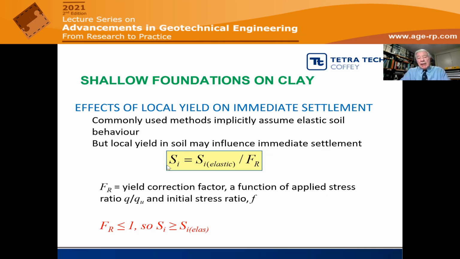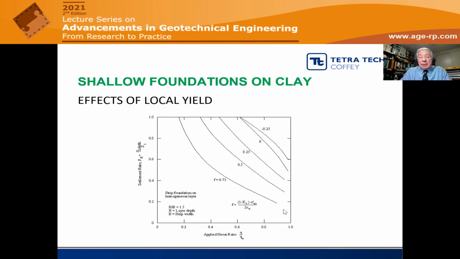So the corrected immediate settlement is the value from elastic theory divided by a correction factor, which is less than or equal to 1. So in other words, the immediate settlement will be equal to or greater than the elastic immediate settlement. And these are the local yield factors. That's the correction for the local yield. This is the applied stress ratio, and this is the initial stress ratio.